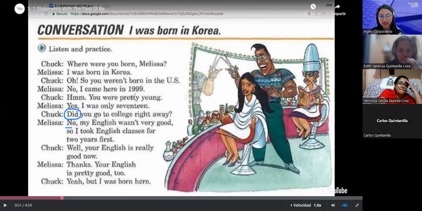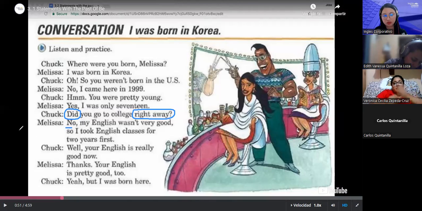Right away. ¿Qué es esto? Como inmediatamente. Inmediatamente. Me encanta. Right away. ¿Podrías traerme o pasarme ese lapicero? Yes, right away. Podría ser una respuesta de ustedes. Claro, ahorita lo hago. O el jefe le dice, can you come because we have a meeting? Yes, I'm going right away. Ahorita, en el momento lo hago. O inmediatamente podría ser. Right away. No, no fue al college.